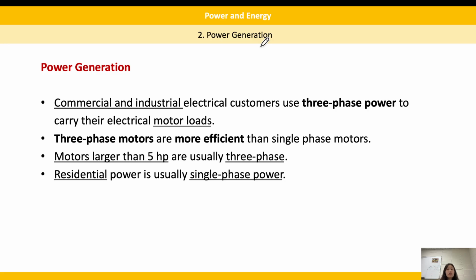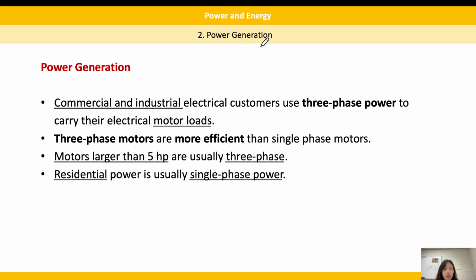And we know single phase and 3-phase. So where can we use 3-phase, and where can we use single phase power? Commercial, industrial, and electrical customers use 3-phase power to carry their electrical motor loads. So why? Because 3-phase motors are more efficient than single phase. If the motor is larger than 5 horsepower, usually we use 3-phase power.